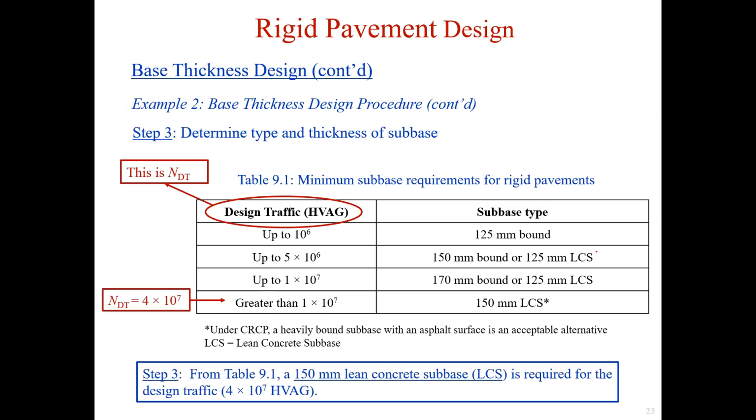Step 3 is to determine the type and thickness of the subbase. As the design traffic is 4 times 10 to the power of 7 HVAG, that's greater than the value in the last category. So from table 9.1, 150 millimeter lean concrete subbase, LCS, is selected.